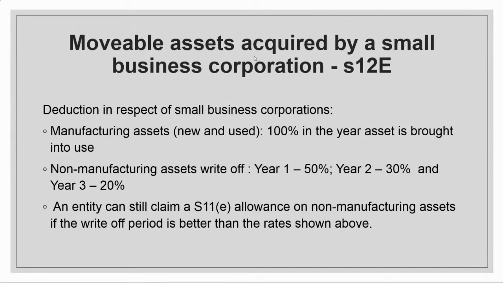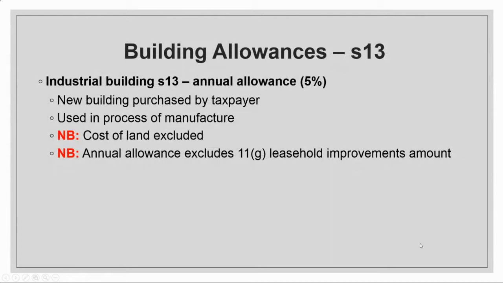You can still claim the Section 11E allowance for your non-manufacturing assets if you can get it at a shorter period. So let's say, for example, it was computer equipment, which sometimes you can write off in 2 years because of the fact that they age so quickly, then I would rather go for the 2 years write-off, which will be quicker than the 50, 30, 20%. So you have to look at the information in the question to determine which one would be more advantageous.